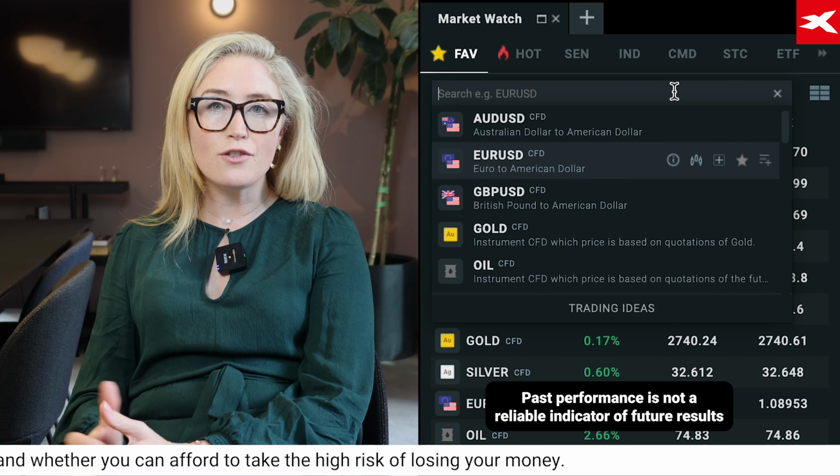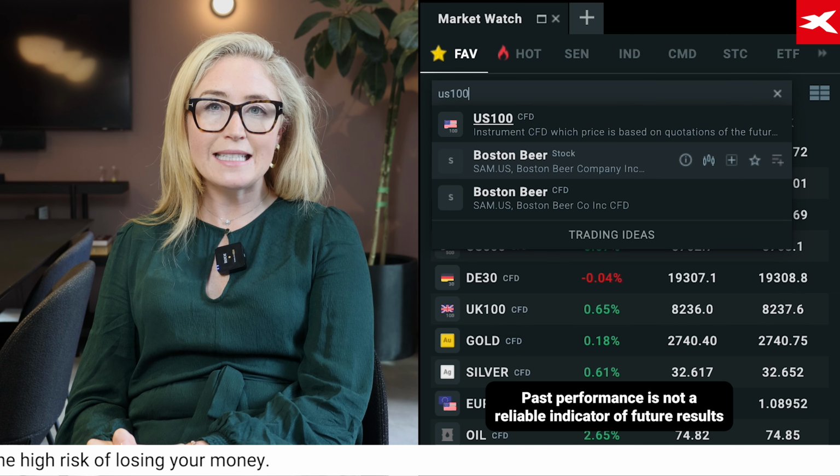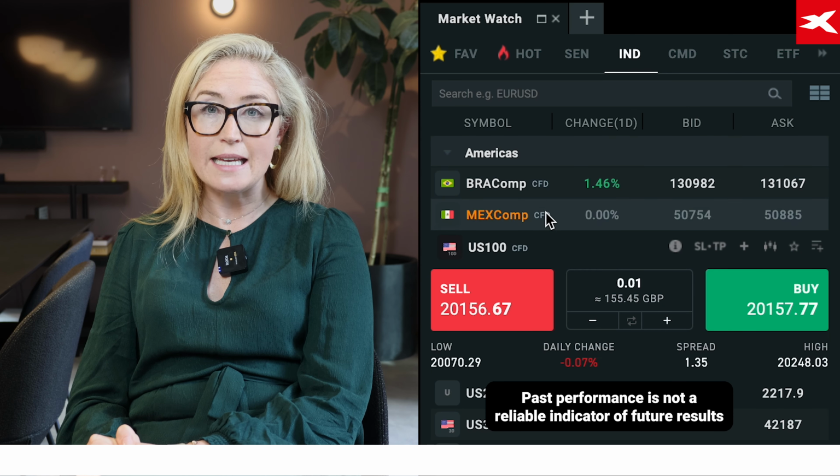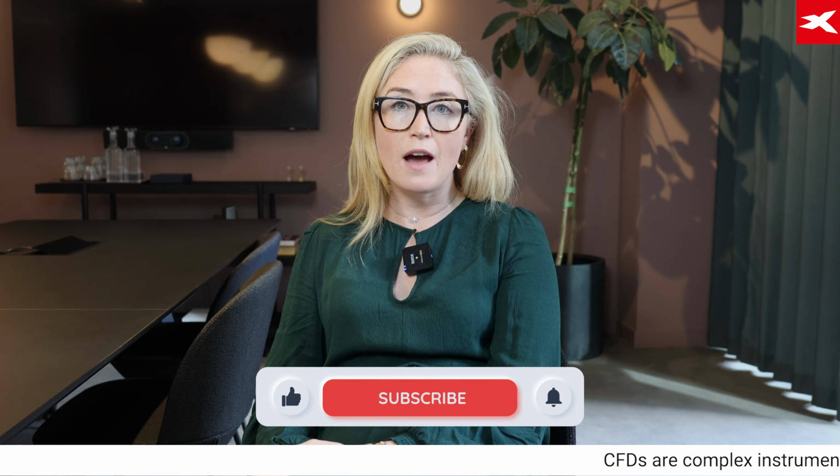How to start trading Nasdaq? If you want to get started trading Nasdaq, it's available in the XTB trading platform, and you can start by searching for US 100 for CFDs. You can trade on desktop and mobile via the XTB app.